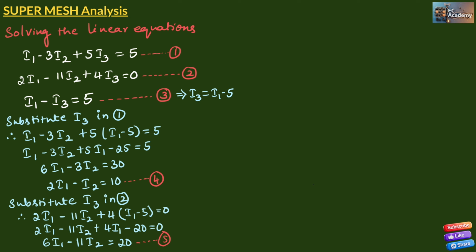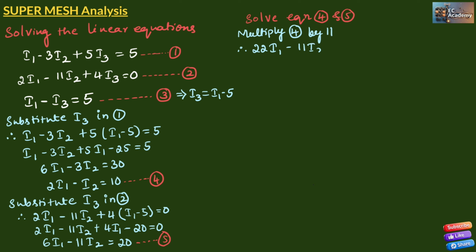Now in the next step, let us solve equations 4 and 5. Here let us multiply equation 4 by 11. Therefore, we can write 22I1 minus 11I2 is equal to 110. Let us call this equation number 6. We have multiplied by 11 to make the term I2 in equation 4 and equation 5 the same, so that once we subtract, we'll get the value for I1.